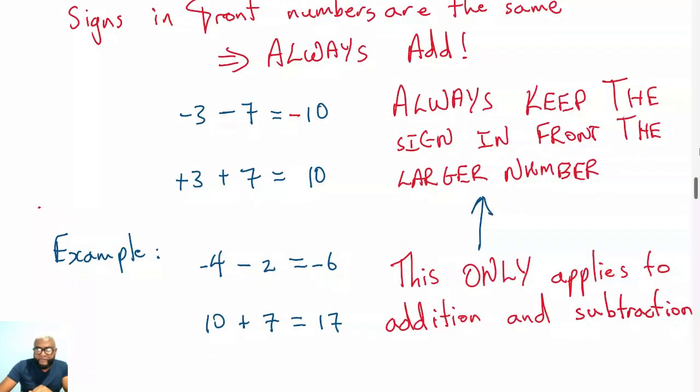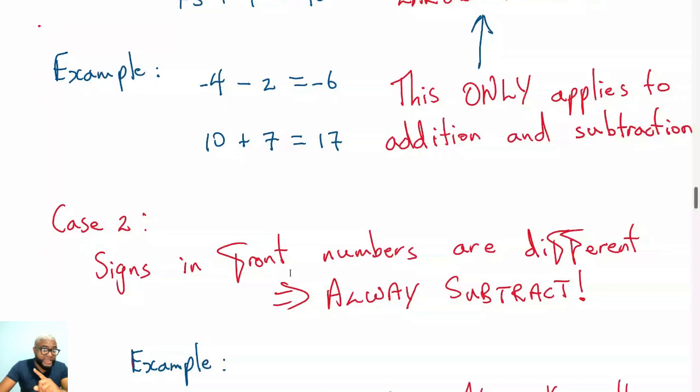Always keep the sign in front of the larger number for your answer, right? This only applies to addition and subtraction. So once you're adding or subtracting, when you want to write your answer, always look to the larger number to know what sign to put in front of your answer. Are we clear here? This is not rocket science, eh? This is not rocket science.